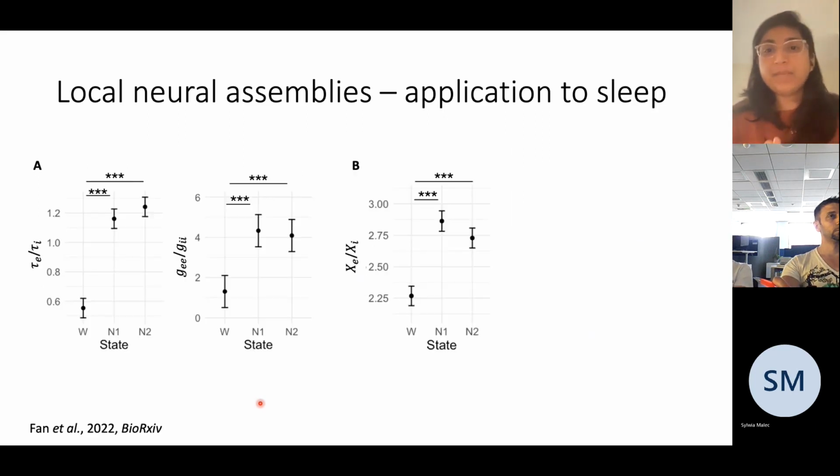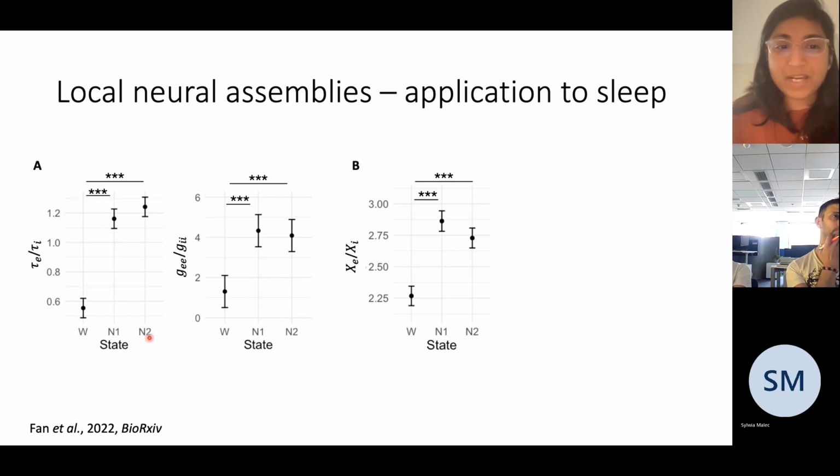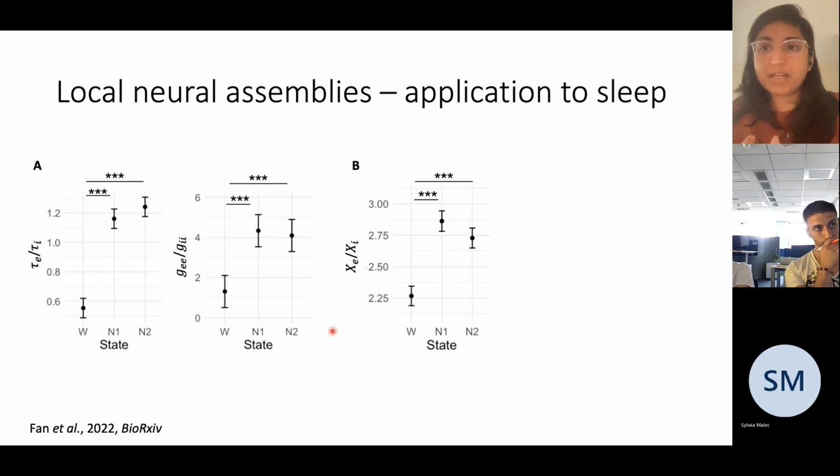We also applied the same model to look at different stages of sleep. Here W stands for wakefulness, and N1 and N2 are two different stages of sleep. We again tried to fit our model to MEG recordings of subjects going from wakefulness to different stages of sleep. And again, we saw a differential distribution of model parameters indicating a change in the excitatory-inhibitory balance when we go from wakefulness to different stages of sleep.